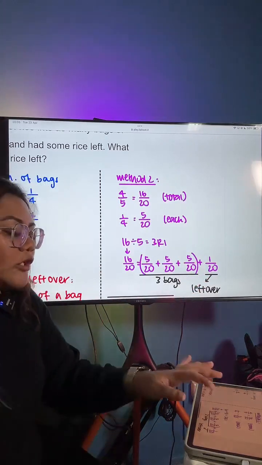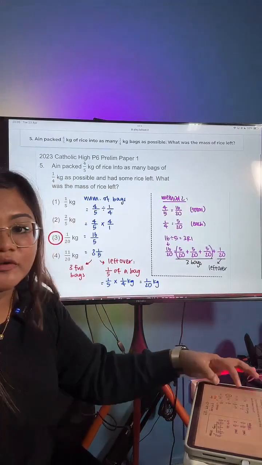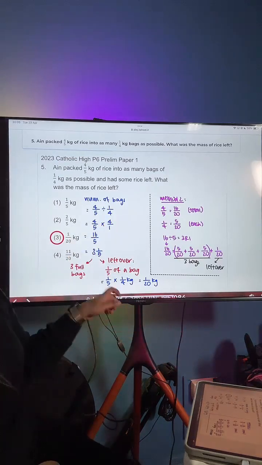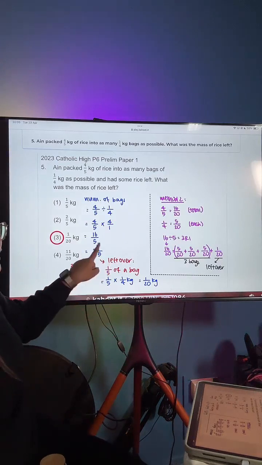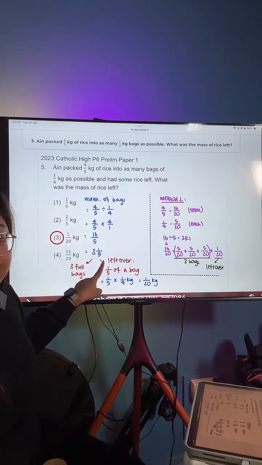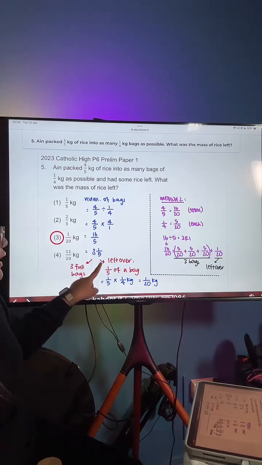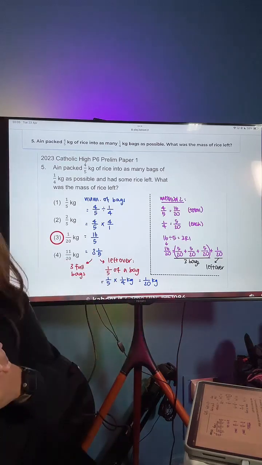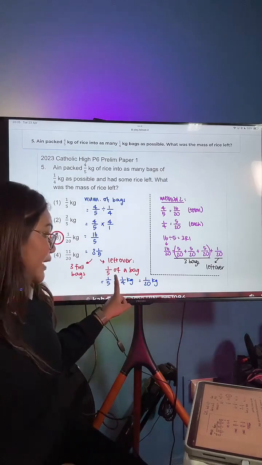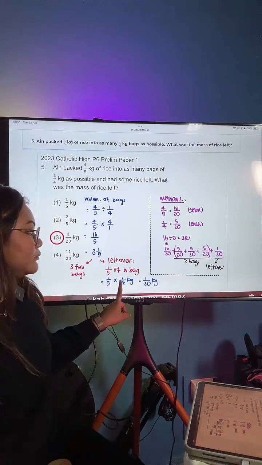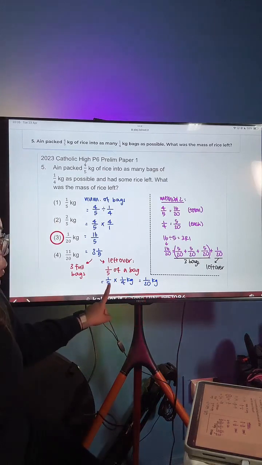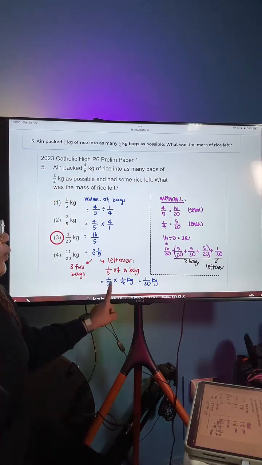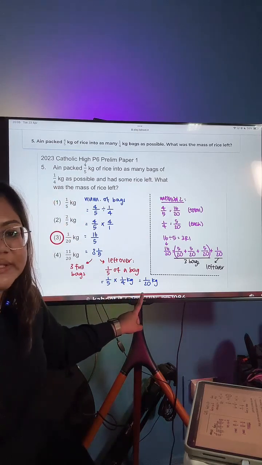For those of you who got another popular answer, 1 out of 20 kg, you did 4/5 divide 1/4. Correct. Very good. But when you get 3 and 1/5, the answer should not be 1/5. 1/5 means I have 3 full bags with a leftover of 1/5 of a bag. I have 1/5 of a bag, not 1/5 kg. Different, 1/5 of a bag. So 1/5 times 1/4 will give us 1 out of 20 kg. Because this is 1/5, of means times a bag. Each bag has 1/4 kg. So 1/5 times 1/4 gives us 1 over 20 kg.